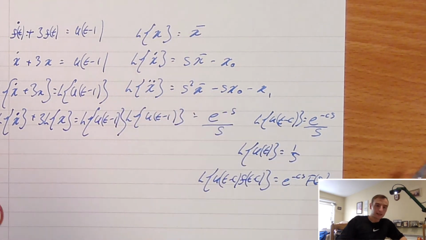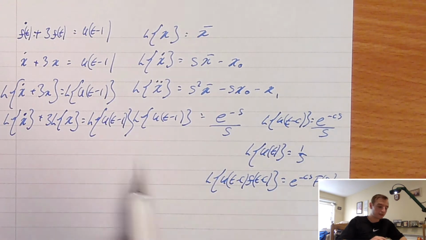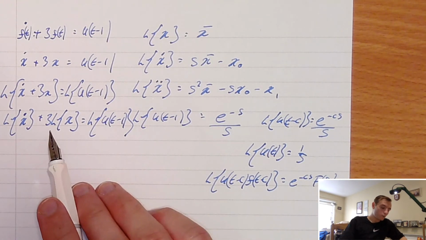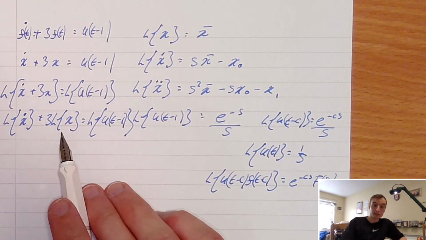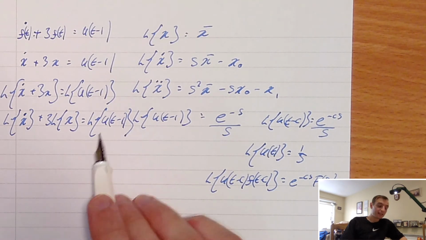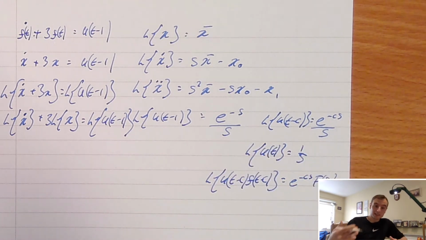And remember how we used this method for solving differential equations before. We find the Laplace transform of the left and right-hand side, and then we find the inverse of that to get back to our original function.